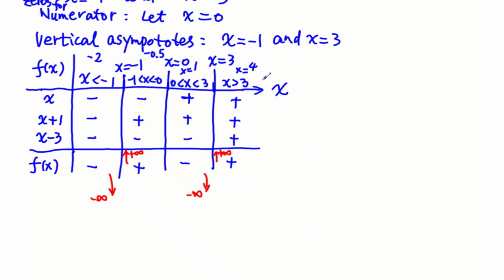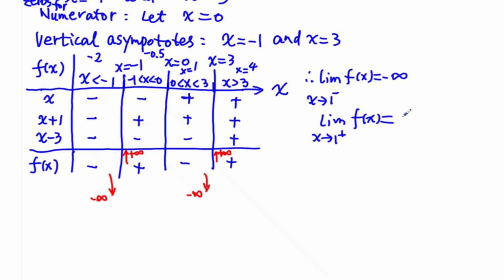Now we're going to write the conclusion. Therefore, the limit when x approaches 1 from the left side is f at x equals negative infinity, because on this side is negative, and around the vertical asymptote it is infinite because it's divided by 0. Then from the right side, we have positive infinity.